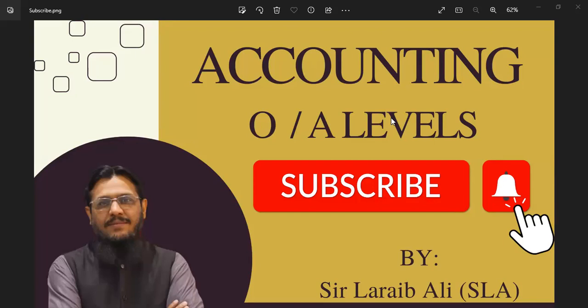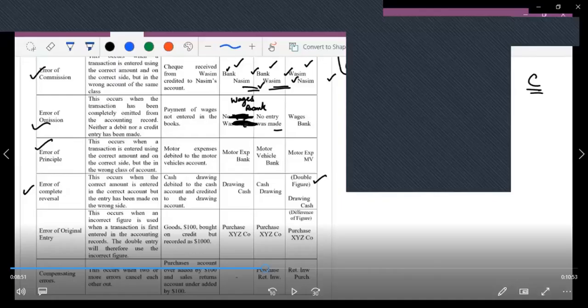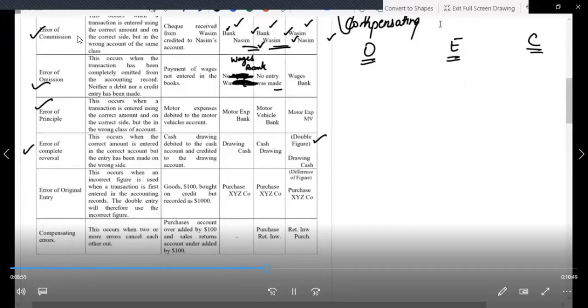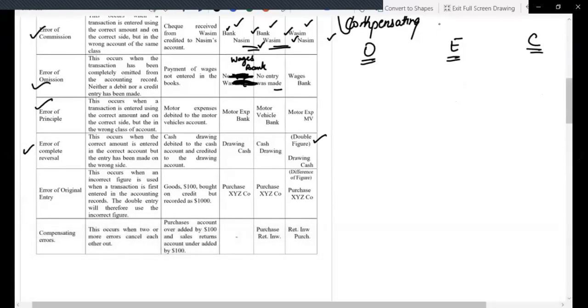In continuation of the topic, correction of errors not affecting the trial balance, today we are going to start the fifth lecture. Here we are going to discuss the fifth error which does not affect the trial balance. The error is error of original entry. All right, so we move on to the next part now, which is error of original entry.